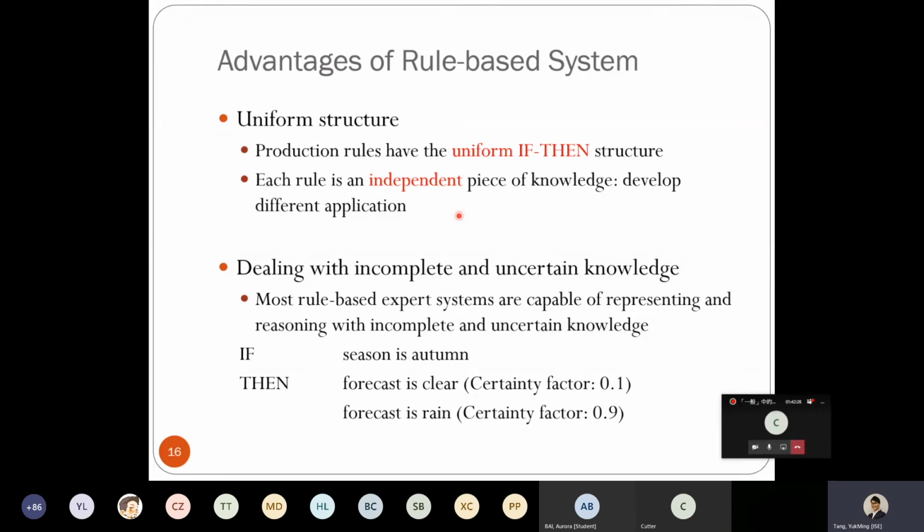So you will see that there are some advantages of using the rule-based system. First of all, it's a uniform structure. You can see it's very formal. Every rule is in a uniform if-then structure. And each rule is an independent piece of knowledge, so each rule is independent of the others. Secondly, we can deal with incomplete and uncertain knowledge as well. For example, we can have some certainty factor.